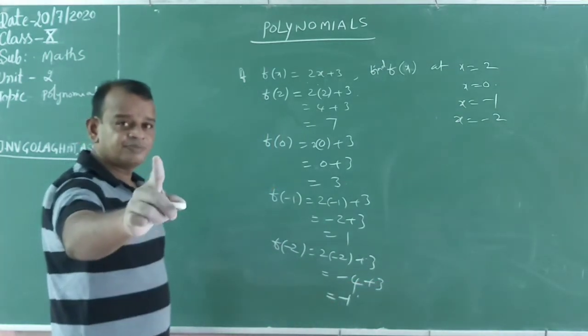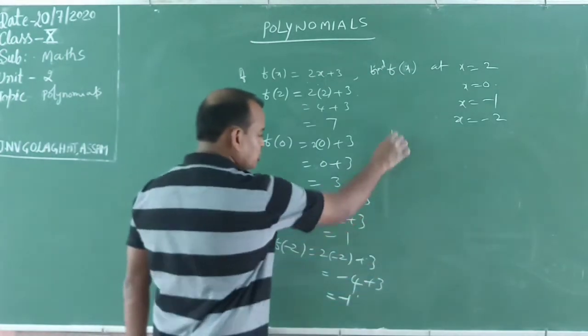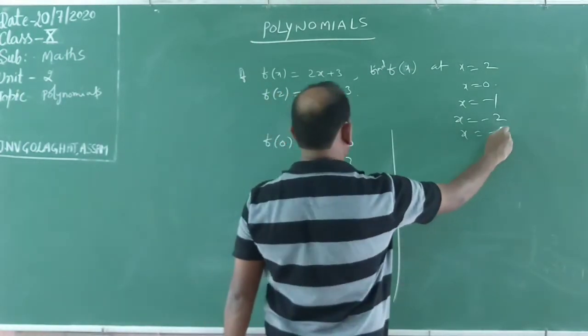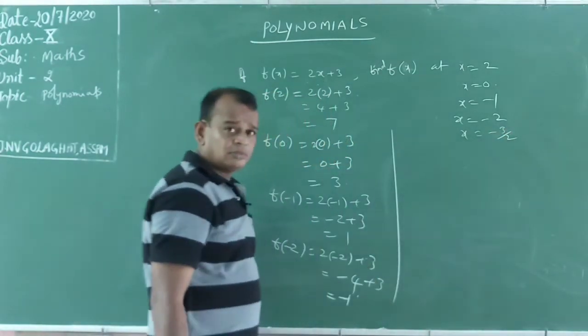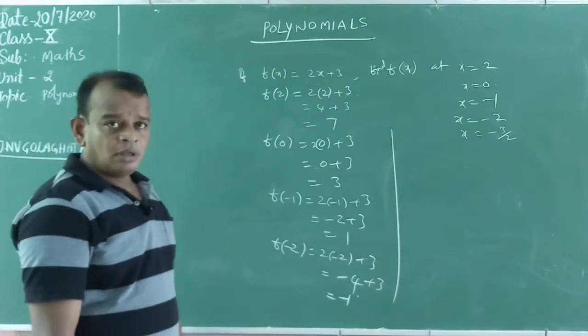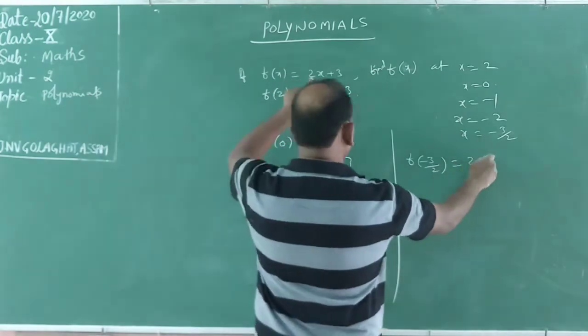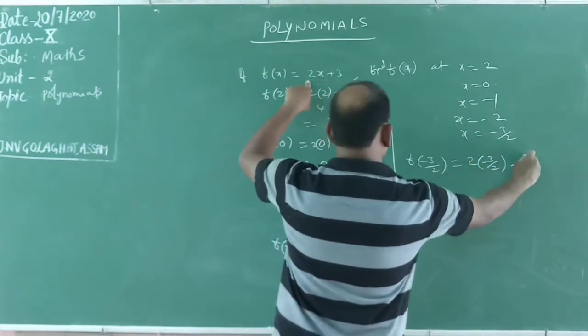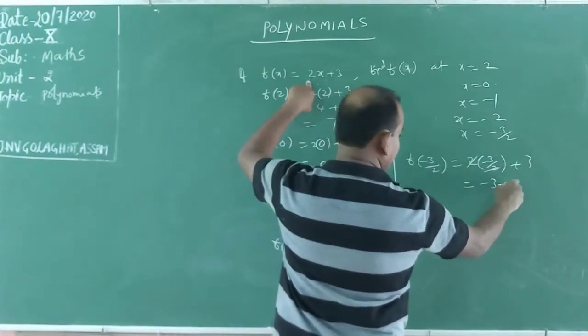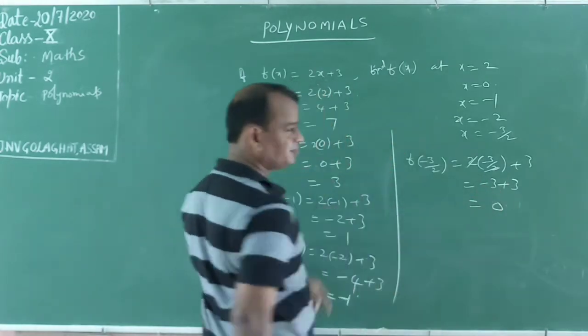Understand? For suppose at x is equal to minus 3 by 2, what happened? Minus 1.5. f of minus 3 by 2 equals 2 into minus 3 by 2 plus 3. The 2 cancels, that is minus 3 plus 3, that equals 0.